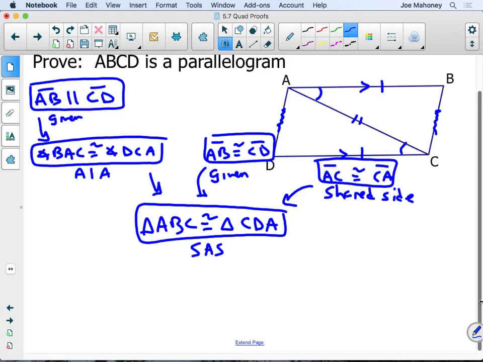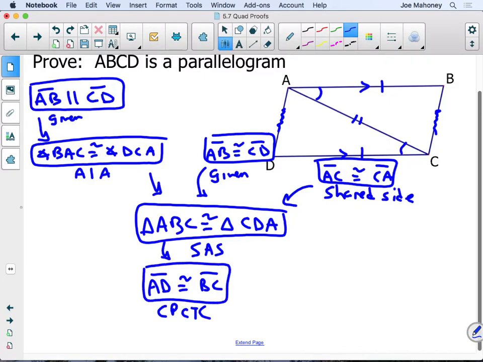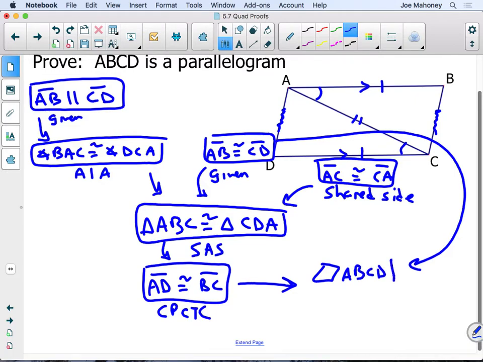And again, let's say now that side AD is congruent to side BC. And that's true by CPCTC. Now, I've got to draw another crazy arrow here for a second. Because as these two sides are congruent and those two sides are congruent, ABCD has to be a parallelogram because its opposite sides are congruent.